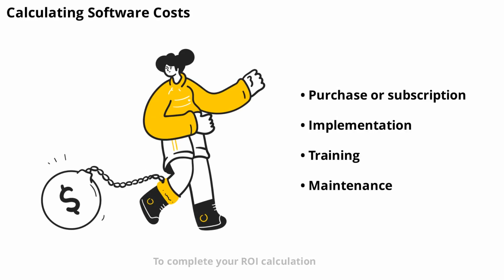To complete your ROI calculation, you need to know the total cost of the knowledge-based software. This includes the purchase price or subscription fee, implementation costs, training expenses, and ongoing maintenance. Add up all these costs to get your total investment for the year.